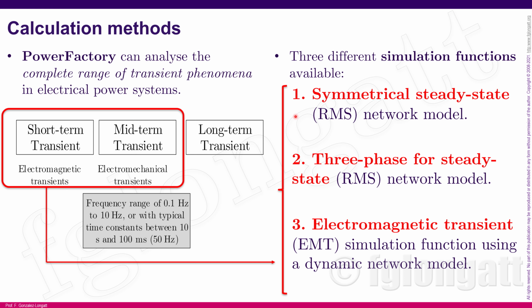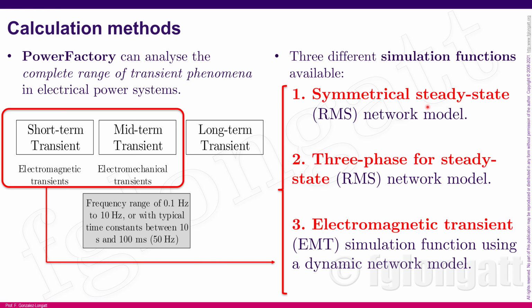Then we have, for instance, the 3-phase for steady state. We have the possibility of simulating conditions where the network is under asymmetrical conditions, okay? When I was talking about this symmetrical steady state, we are using fundamental frequency, but at the same time only positive sequence, okay? That means that one of the limitations of the first step is that we can run only balanced and symmetrical conditions, okay? If you want to study a short circuit, 3-phase short circuit, you can use the symmetrical steady state model network.